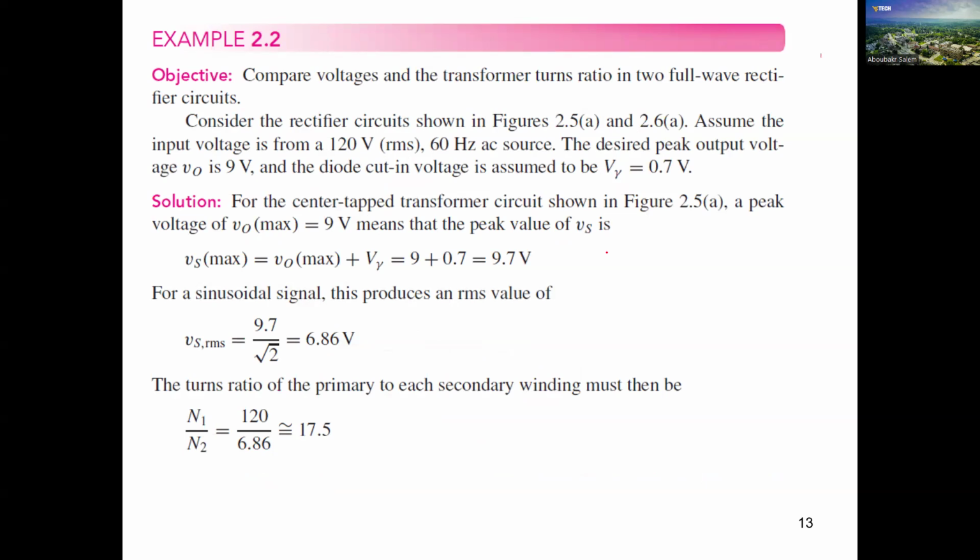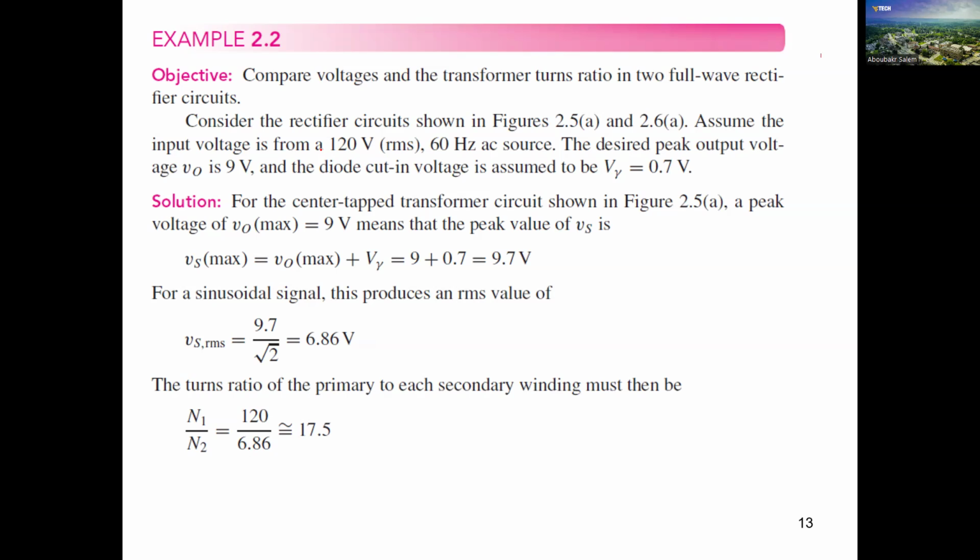Let's solve this example together, guys. In this example, we need to compare the voltages and the transformer turns ratio in the two full wave rectifier circuits. This is a very interesting problem because it will show us the difference between the half wave and full wave rectifier. Consider the rectifier circuit shown in figure 2.5, the previous figure we had, 2.5a and 2.6a, which are the half wave and full wave.